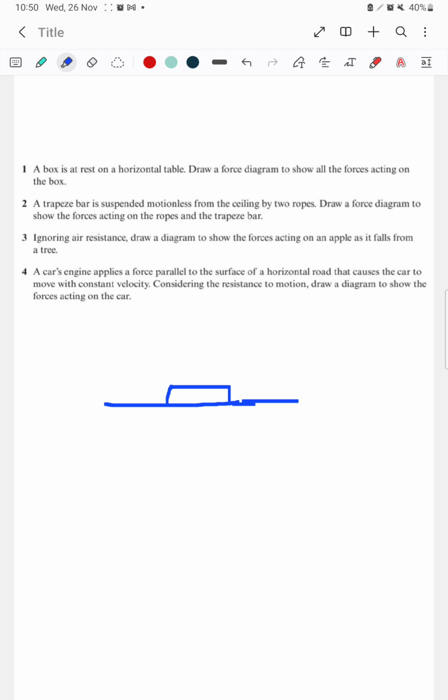Now this box is in contact with the table, so there will be contact forces and there is a normal reaction. But first the weight of this box will be going downwards, so that force is, let's say, W, and there will be an equal and opposite reaction on the opposite side, perpendicular to this horizontal table. This force is R. You can show it with N also, the reaction. Because the box is at rest, there is no motion, so both of these forces must be equal.